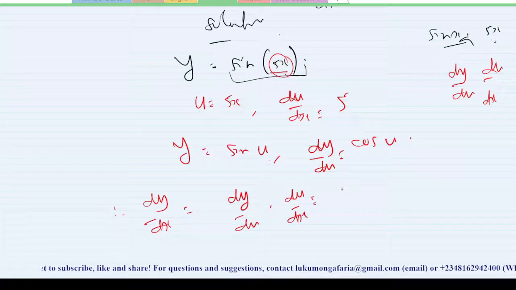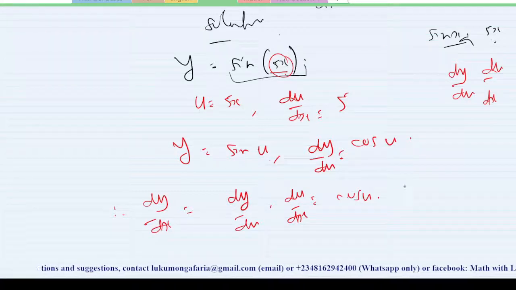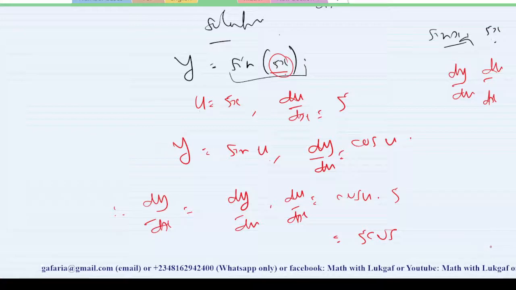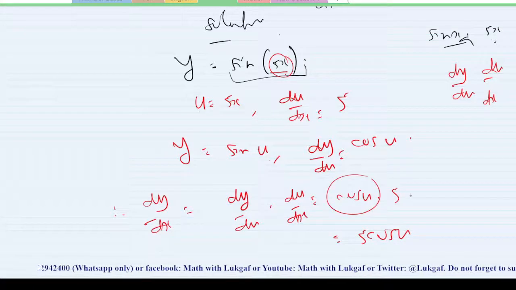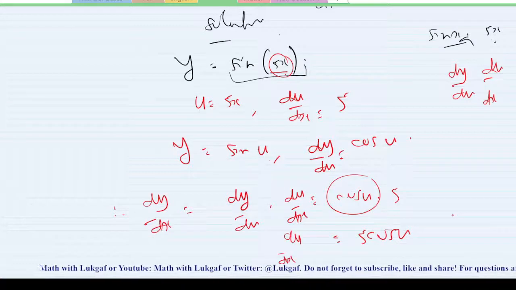Now what is dy/du? My dy/du is cos u, multiplied by du/dx, which is 5. If you multiply it together, it will give you 5 cos. You don't say cos 5u, because this is a function on its own. So then if you substitute, you are going to have that.